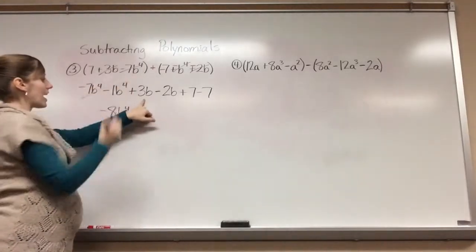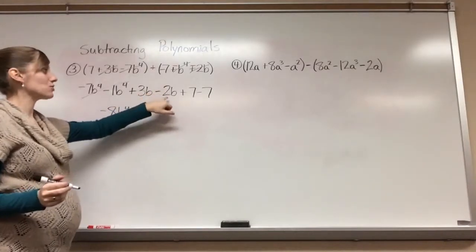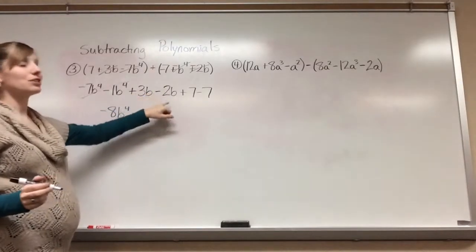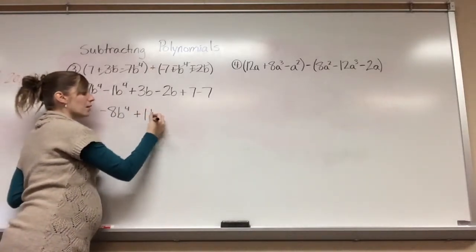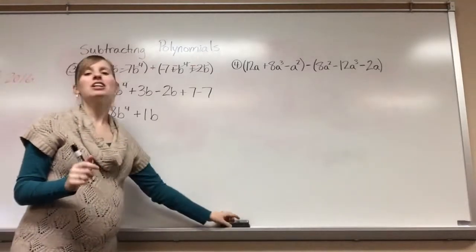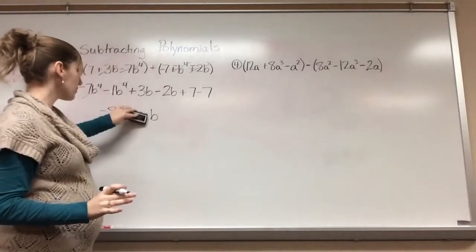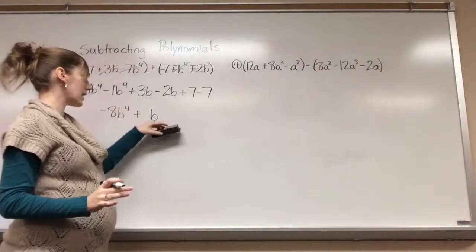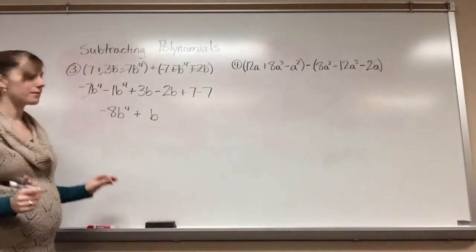After those, I have a 3b minus 1b. Or excuse me, 3b minus 2b. 3 minus 2 is 1. It is a positive 1b. But remember, anytime you have a 1 in front of a variable, you don't actually have to write it, and they won't write it. In simplest form, the 1 is not there. 1 times b is just b. So I'm going to leave this as just b.